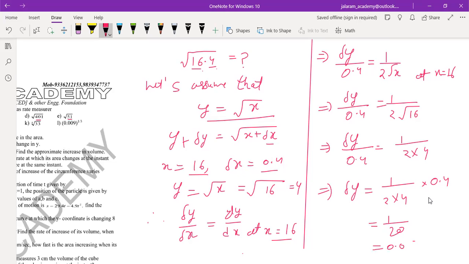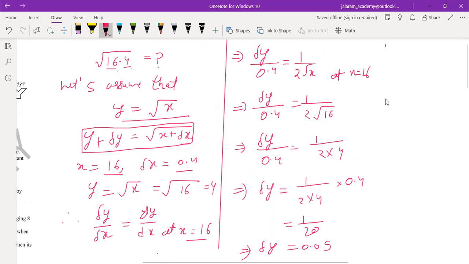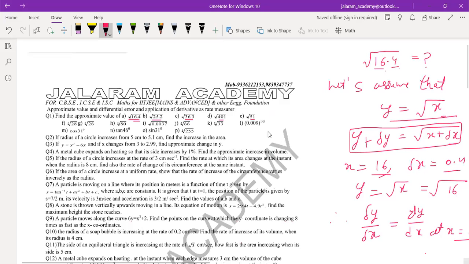That is 0.05. So the value of delta y is 0.05, and we have to find y plus delta y to find the value of root of x plus delta x, that is root 16.4. So we write under root of 16.4 equals y plus delta y equals 4 plus 0.05. So the approximate value of the square root of 16.4 is 4.05. That's it.